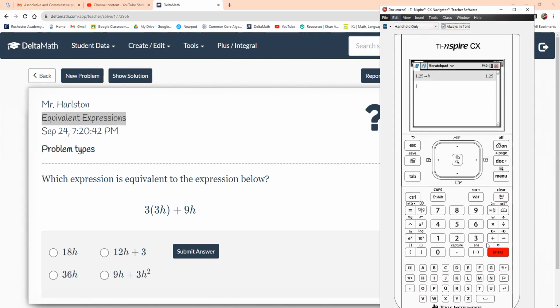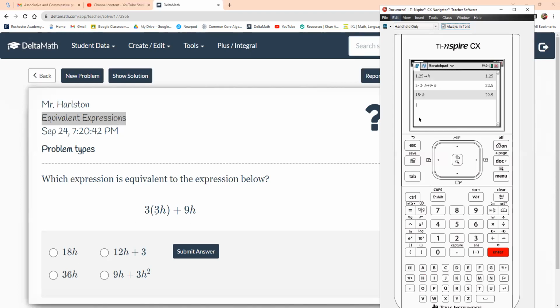Press enter. Now, I'm going to key in this original expression, 3 times (3 times H plus 9H). Now, when I press enter, when I store $1.25 in for H, I get $22.50. One of these four multiple choice answers should give me that answer. So I'm going to put in 18H.